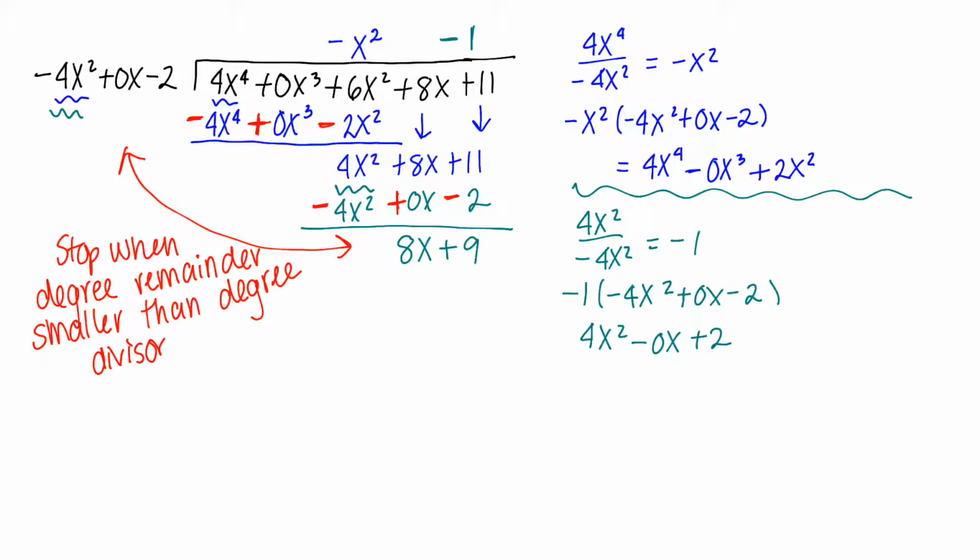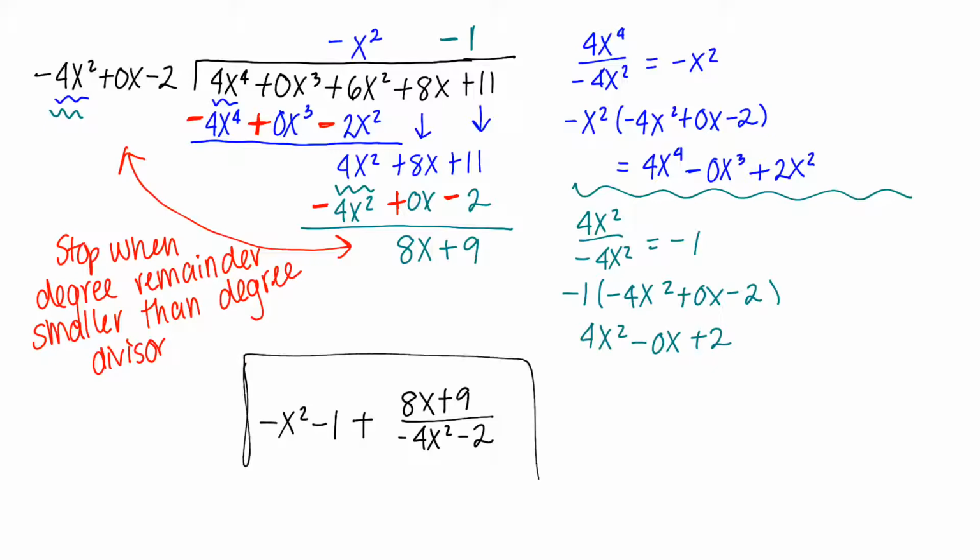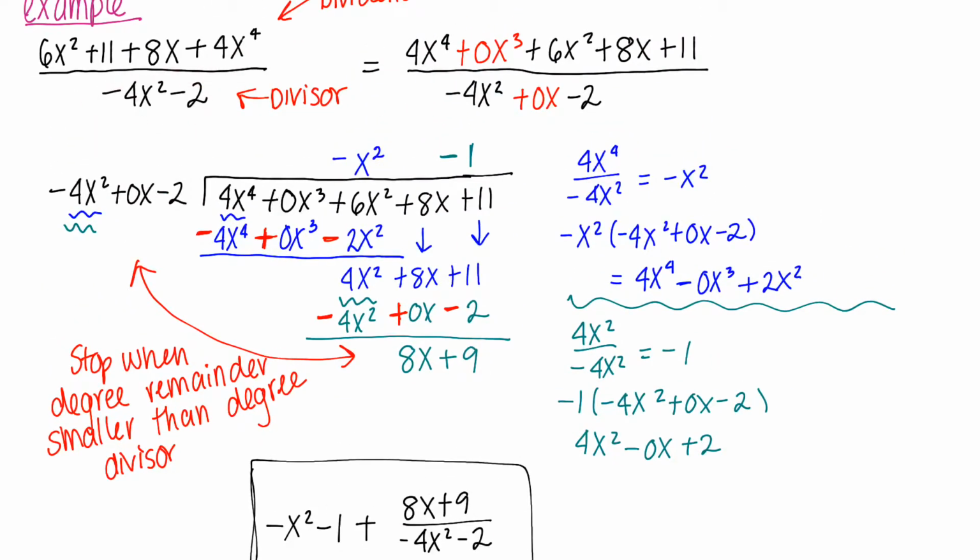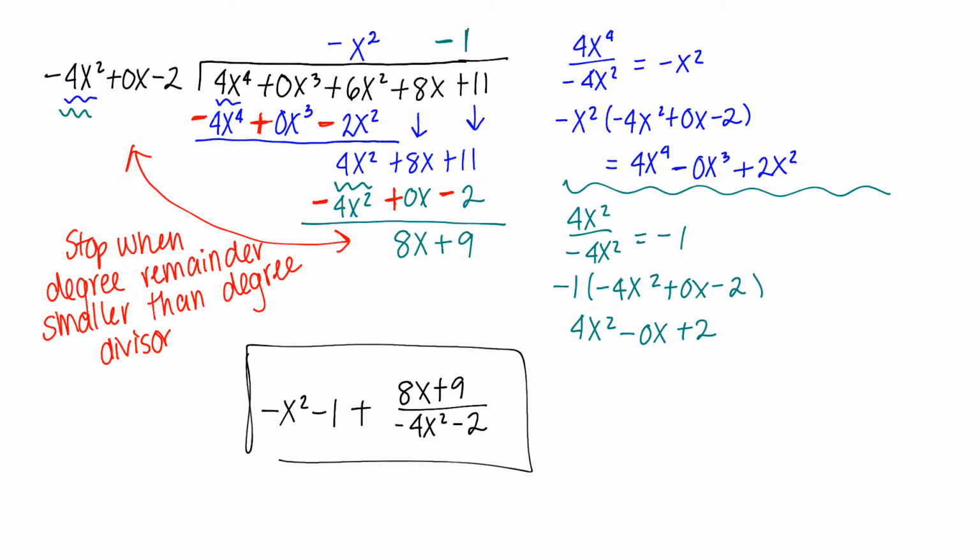So my answer here is negative x squared minus 1, and that comes from up here, plus the remainder, 8x plus 9, over the divisor, negative 4x squared minus 2. So when you go to write your final answer, you don't want to write your divisor with the placeholder. You just want to write your divisor the way that it looked in the original problem. But I'll make a note here, this whole thing is the remainder.